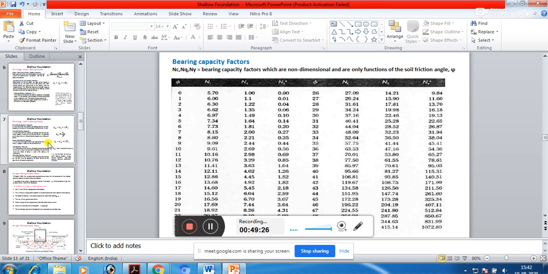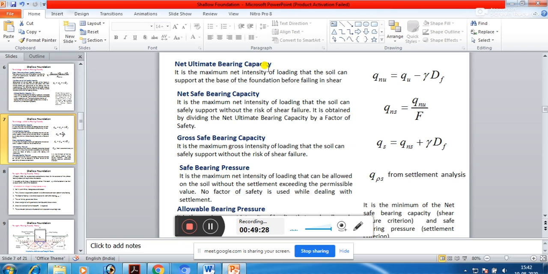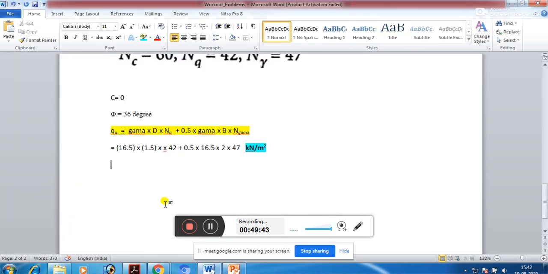So see, exactly the same definitions we have said. So net ultimate bearing capacity. What is net ultimate bearing capacity? You just subtract from the ultimate bearing capacity the value of the overburden pressure or the surcharge. If you want to find out Q net ultimate, it is nothing but your Q ultimate minus, you'll have to subtract what? Gamma into D. So you will have to subtract gamma into D.